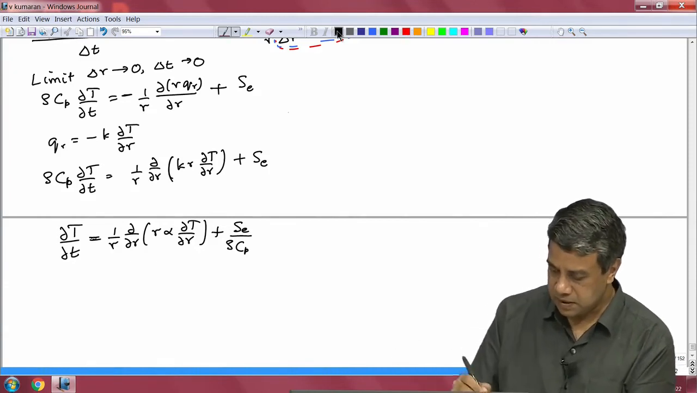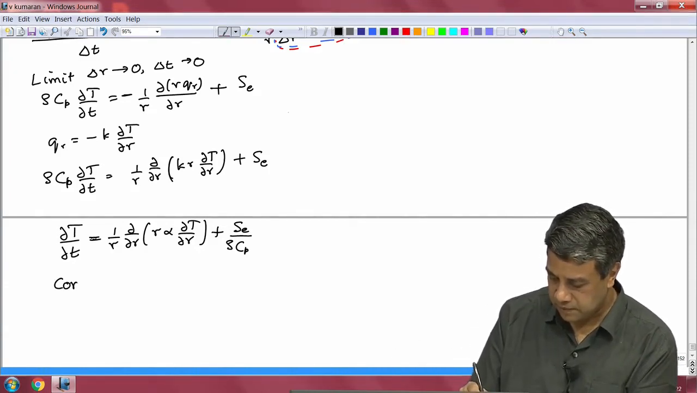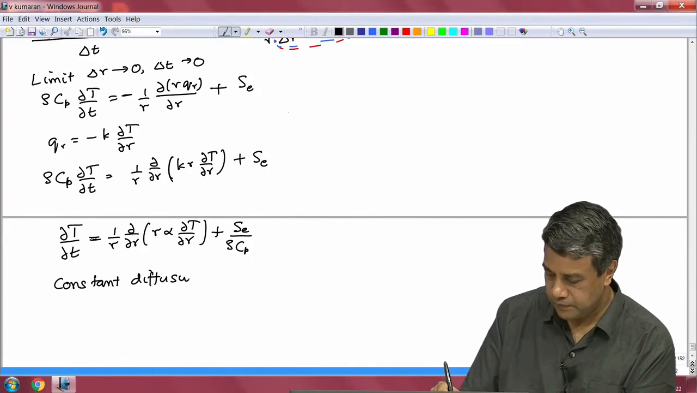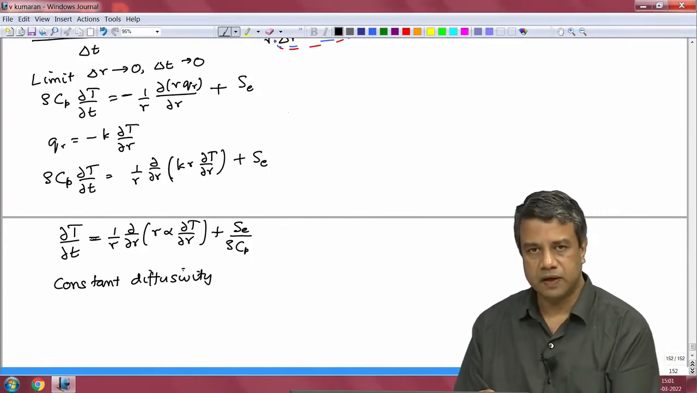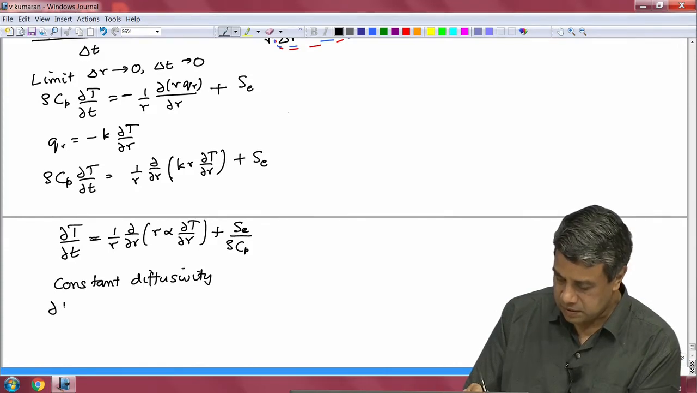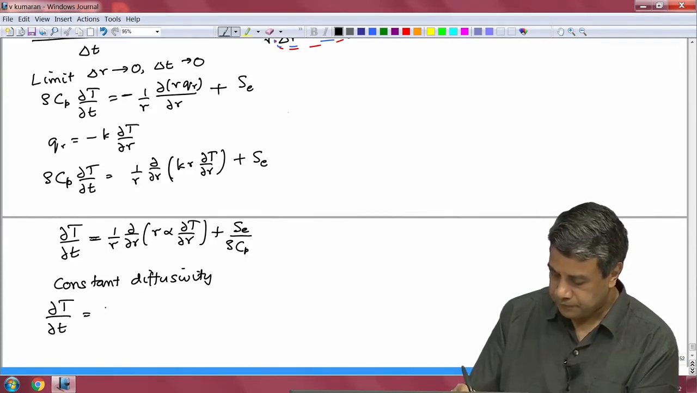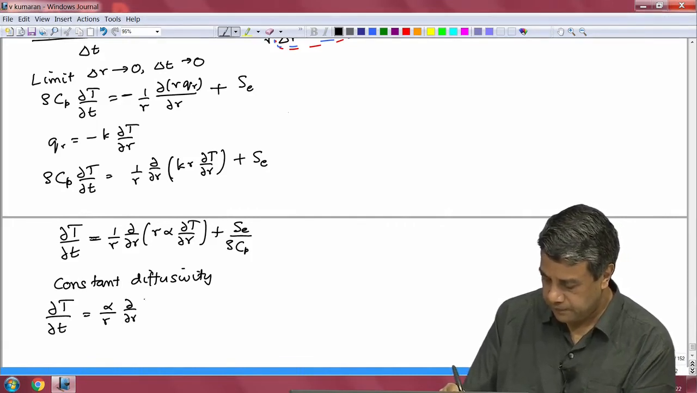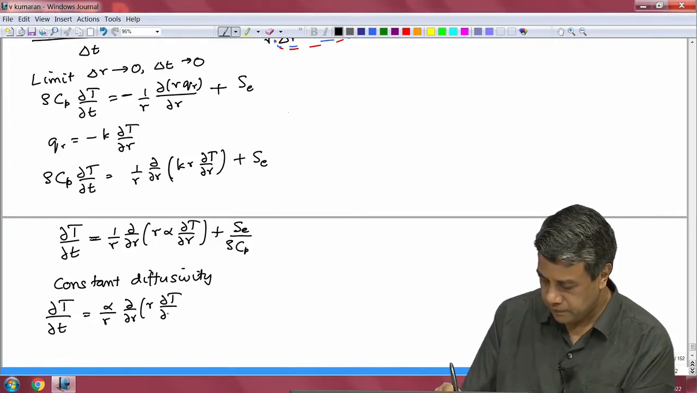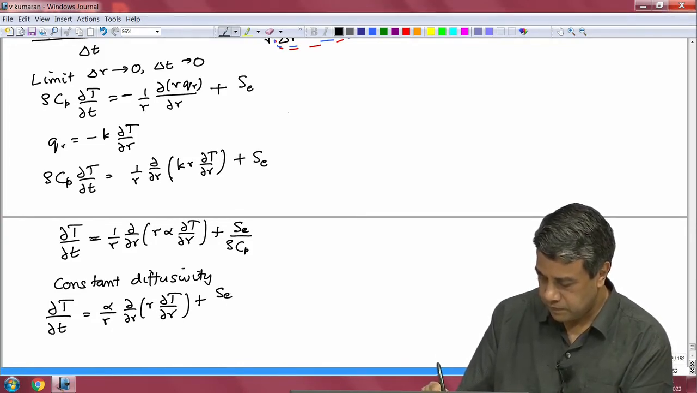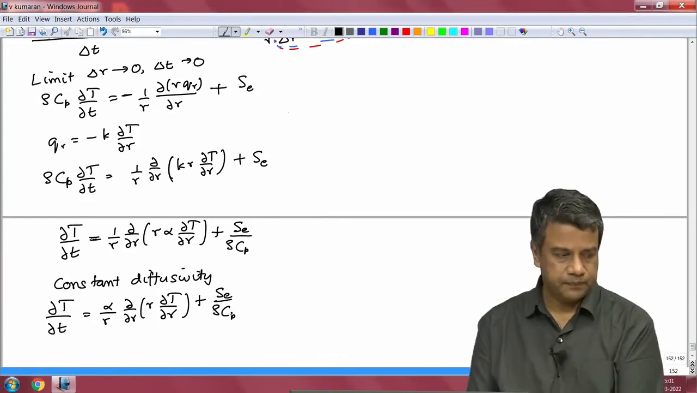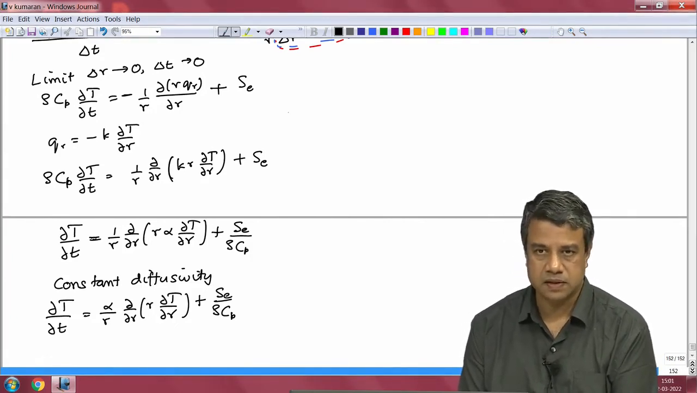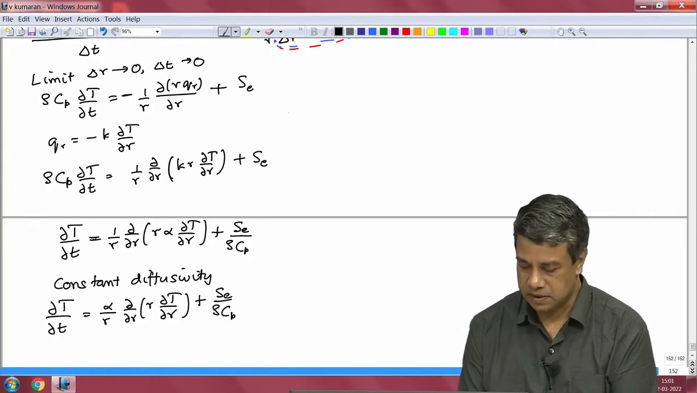And in the special case where there is a constant diffusivity, if alpha is also a constant, then the equation reduces to partial T by partial t. You can take alpha out of the derivative. So, this is the energy balance equation in a cylindrical coordinate system.